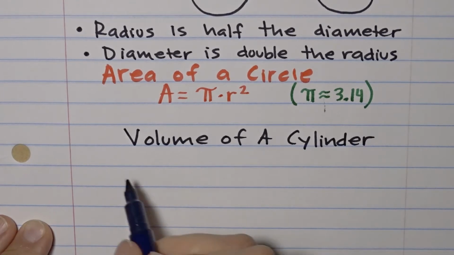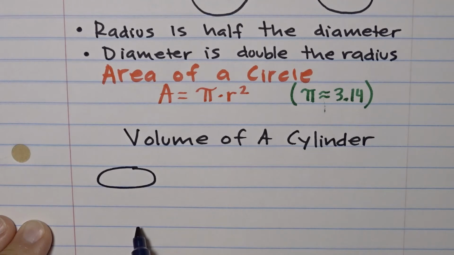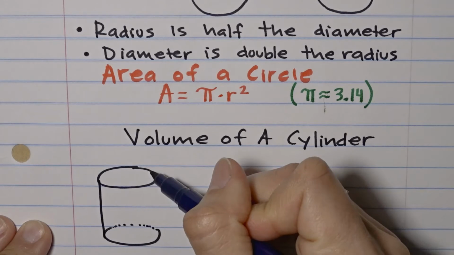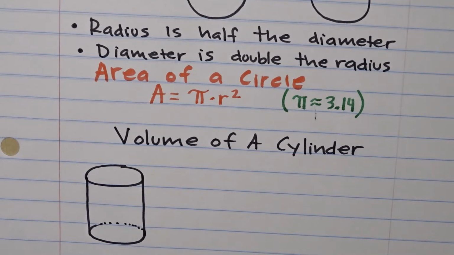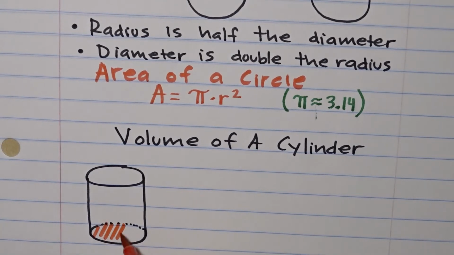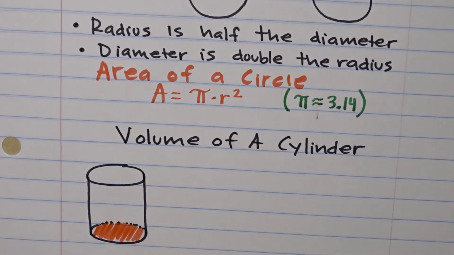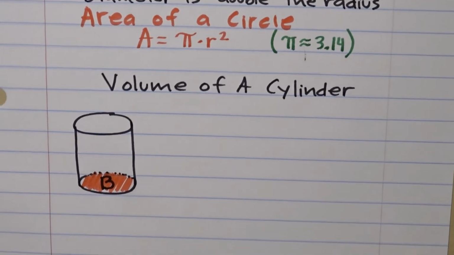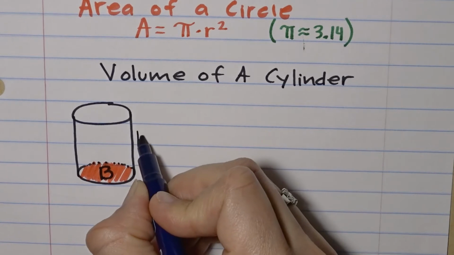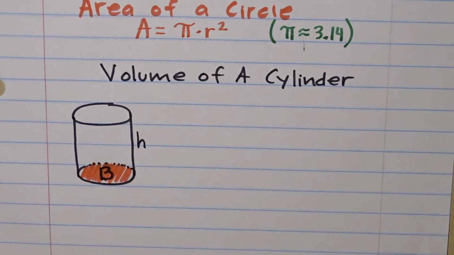So a cylinder looks like a can. You've got a circle on the top and a circle on the bottom, and the top is the same as the bottom, so the same dimensions. We're going to say that the area of this entire bottom section is going to be called B. That's the base. And the height is the length on the side, or how tall the can is.